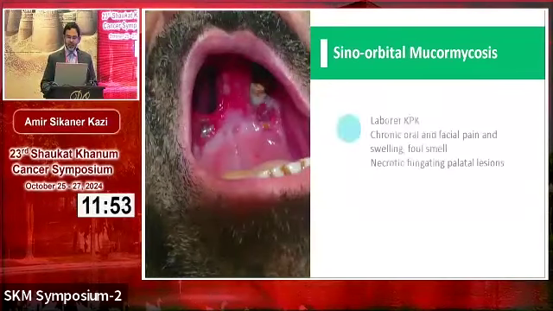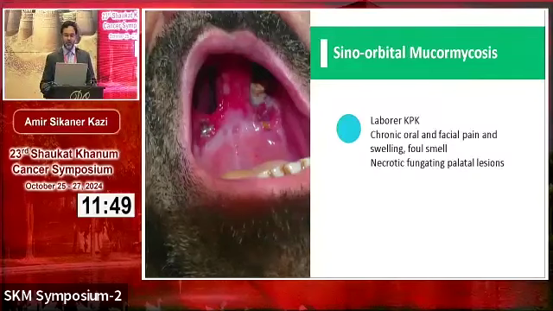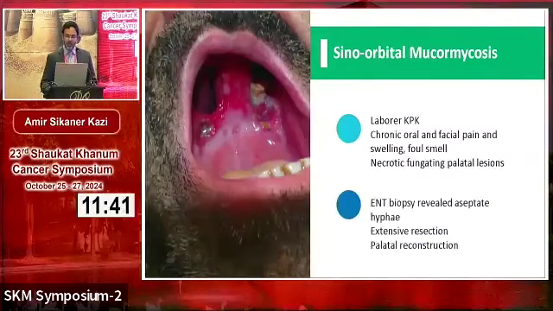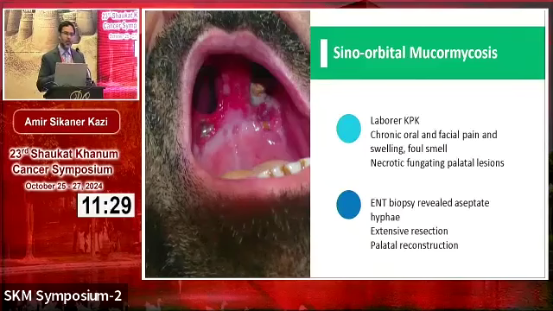This is another case of sino-orbital mucor in a laborer from KPK who had chronic oral and facial pain with this foul-smelling lesion on his palate. So he underwent an ENT biopsy. It revealed aseptate hyphae. He had to undergo extensive resection and palatal reconstruction. I share this case because this patient was treated with ampho and did quite well as far as his disease goes. We were able to cure him from a mucor perspective, but he was left with these gaping holes in his palate.